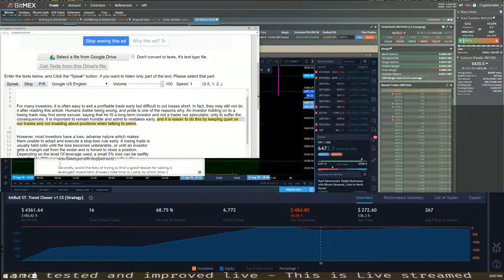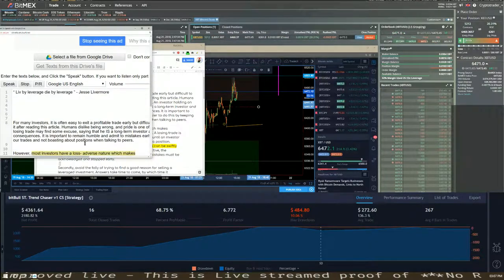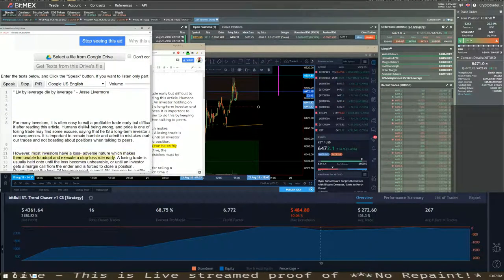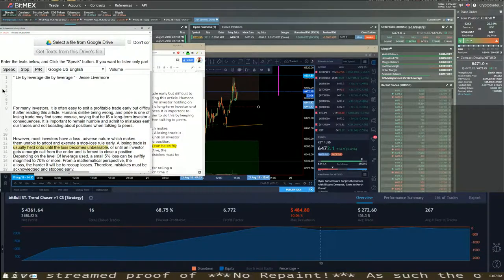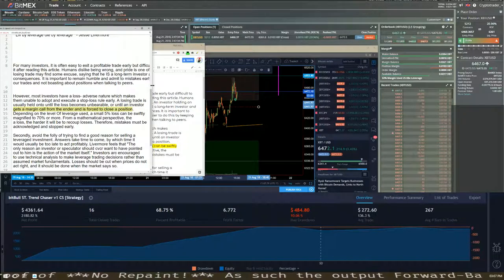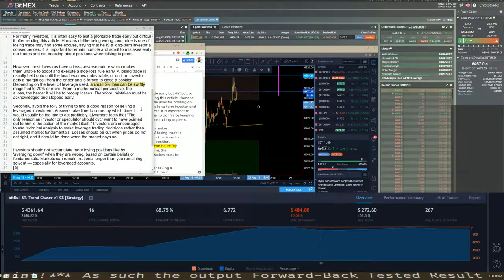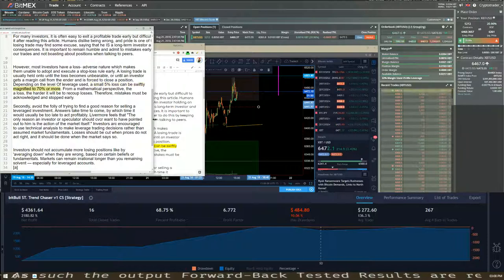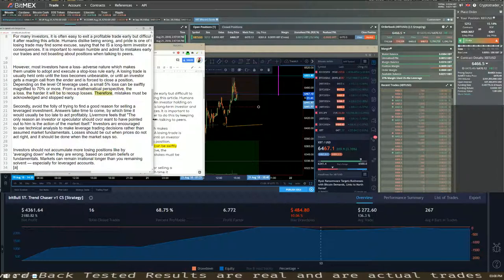But it is easier to do this by keeping quiet on our trades and not boasting about positions when talking to peers. However, most investors have a loss-averse nature which makes them unable to adopt and execute a stop-loss rule early. A losing trade is usually held onto until the loss becomes unbearable, or until an investor gets a margin call from the lender and is forced to close a position, depending on the level of leverage used. A small 5% loss can be swiftly magnified to 70% or more. From a mathematical perspective, the bigger the loss, the harder it will be to recoup. Therefore, mistakes must be acknowledged and stopped early.